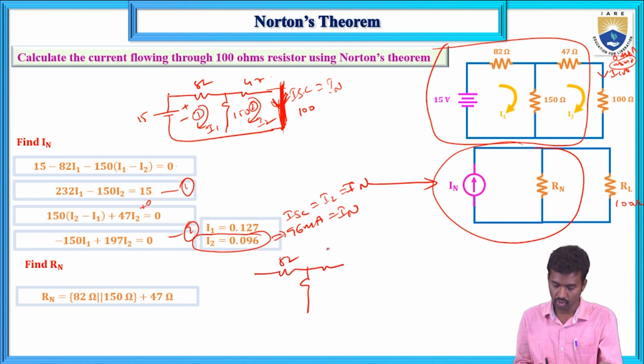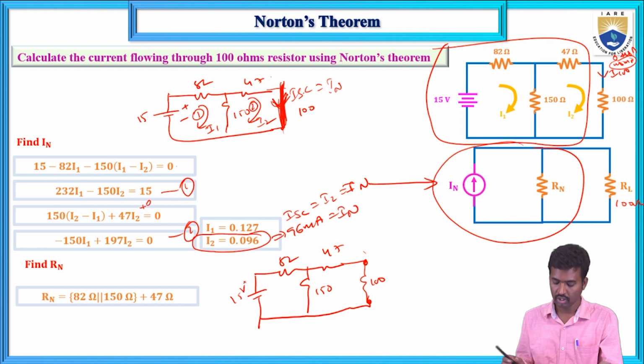This is 82, 47, 150, and this is the 100, and this is the voltage source. First, this is the actual given circuit, 15 volts. Now remove this load resistance. Step 1: remove the load resistance and short this voltage source. This voltage source is replaced by a short circuit, and calculate the R equivalent between the open terminals.